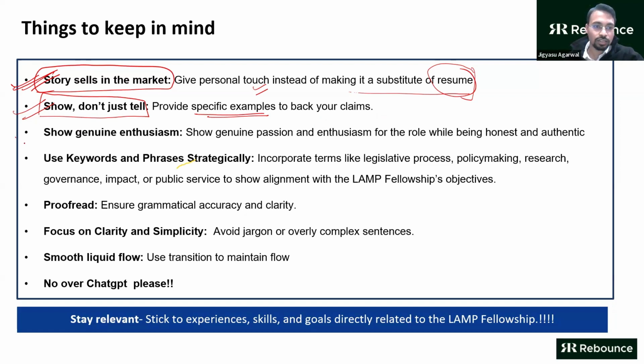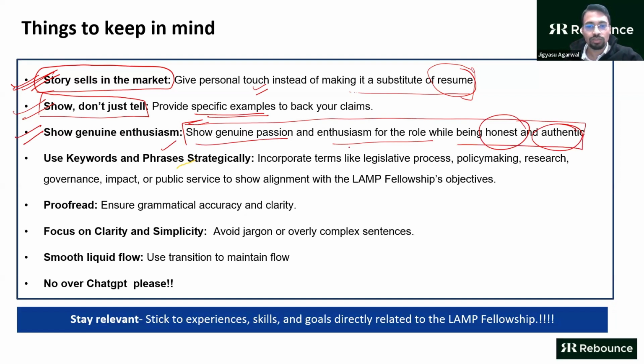Okay. Third is show your genuine enthusiasm, which means show your genuine passion and enthusiasm for the role while being very honest and authentic. This is the most important part. Be genuine. Do not just try to build a strong story. That alone does not help, because during interviews your whole interview will revolve around the essays, the two essays which you will write. So 60, 70, 80% of the interview will revolve around that. So it's important that you should be genuine.